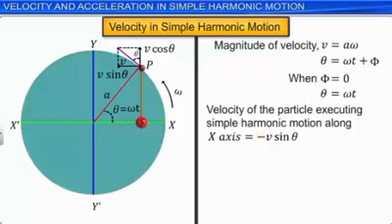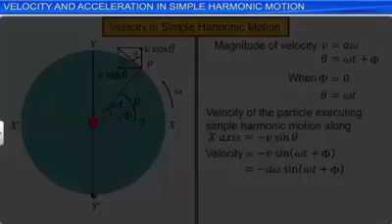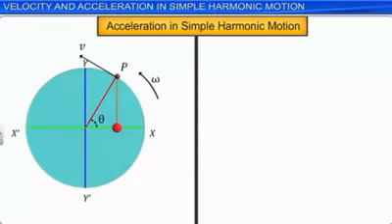If the particle has an initial phase phi, the velocity of simple harmonic motion can be written as minus v sin omega t plus phi, or minus A omega sin omega t plus phi. Now, let us discuss acceleration in simple harmonic motion.